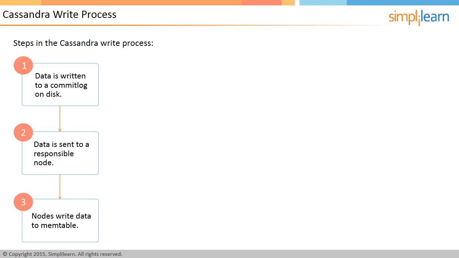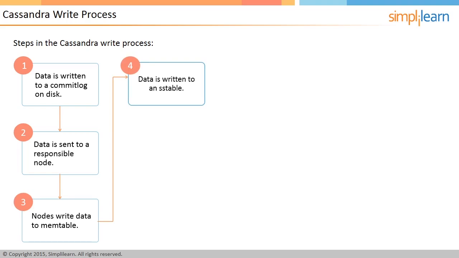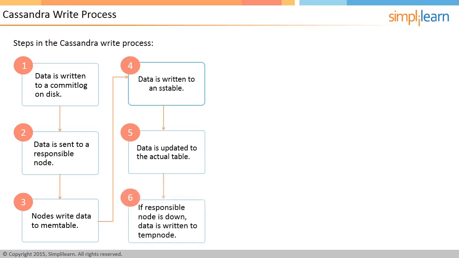From the memtable, data is written to an SS table in memory. SS table stands for sorted string table. This has a consolidated data of all of the updates to the table. From the SS table, data is updated to the actual table. If the responsible node is down, data will be written to another node identified as temp node. The temp node will hold the data temporarily till the responsible node comes alive.